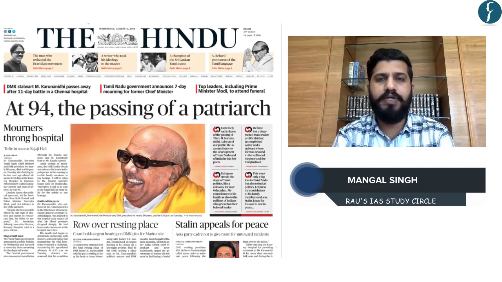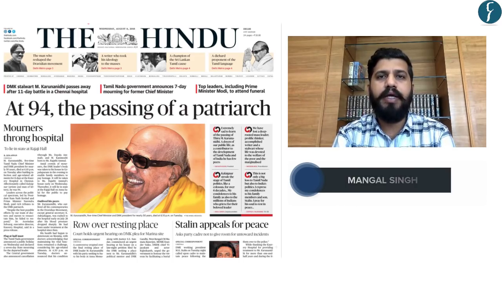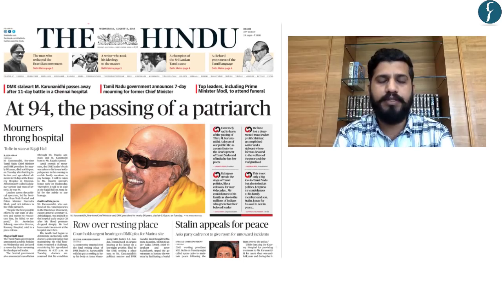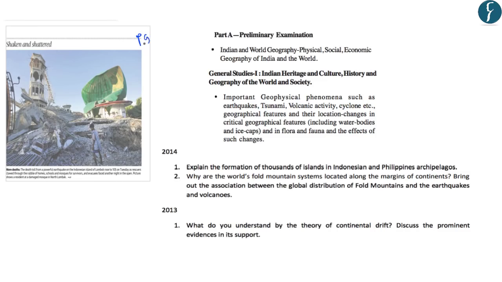Today we will discuss the Delhi edition of the Hindu newspaper dated 8th August 2018. So let's start. Now this news article on page number 12 is related to an earthquake that has happened in Indonesia. Now this will form a part of the preliminary examination syllabus under the topic World Geography. Also it forms a part of the mains examination syllabus in the General Studies paper 1 and it is a part of the subtopic Earthquakes.